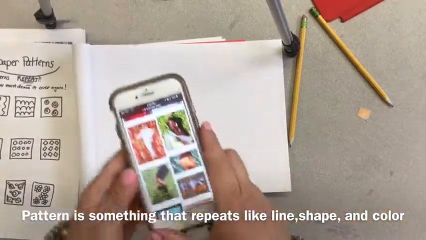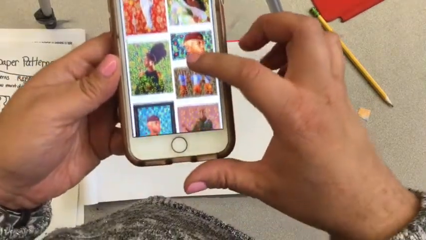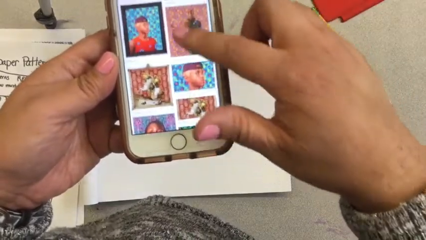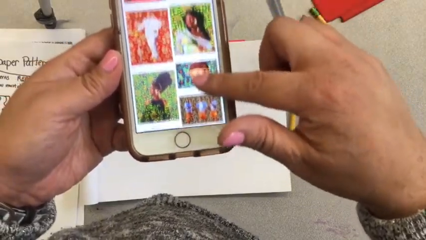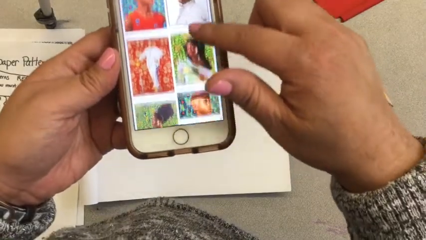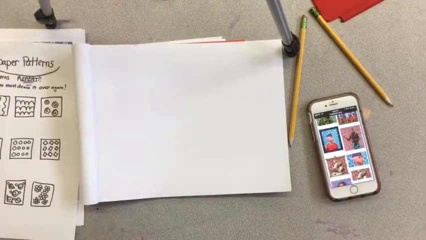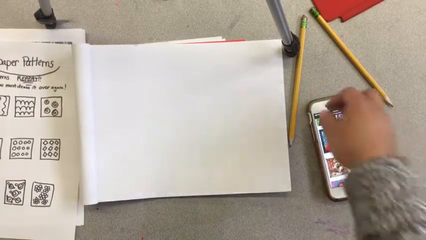So at the beginning when we were looking at Kehinde Wiley's work, remember how there were very fancy decorated backgrounds behind the people that he painted. So that's what we are going to plan out today. And to plan that, we are making something called a thumbnail sketch.